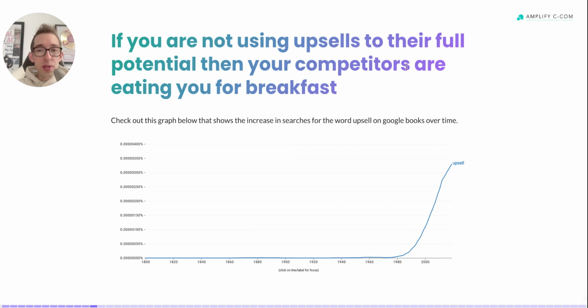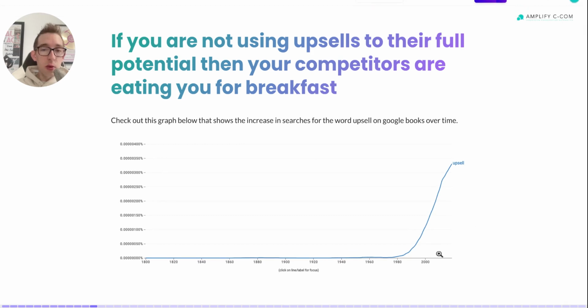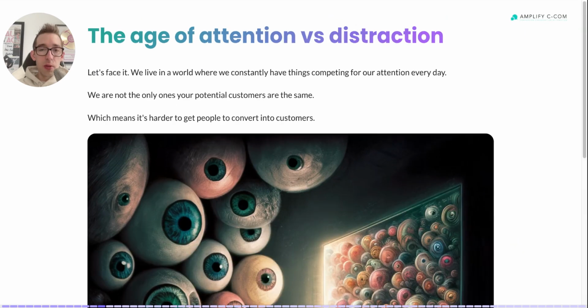So if you're not using upsells to the full potential, then your competitors are going to eat you for breakfast, right? They're going to leave you weeping in your cereal. So check out this graph below, right? Back in the 90s and 80s, the whole term upsell wasn't really a thing. What you see by now, it absolutely grew massively. And why? Because everyone's using them and everyone's doing them. If you're not doing them, someone else is doing them better, right? And someone else is eating your lunch.